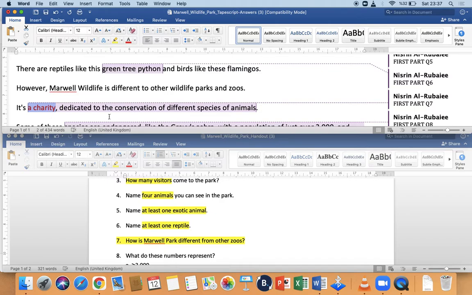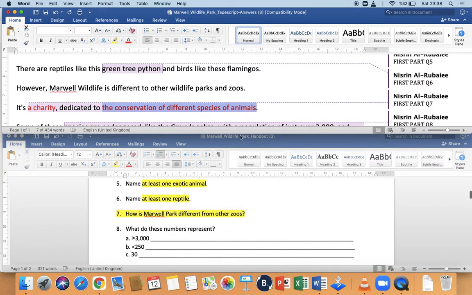If you want to explain what kind of charity, then that's okay as well. The conservation of different species of animals. For the protection of animals. If you want, you can write it. And what do these numbers represent?